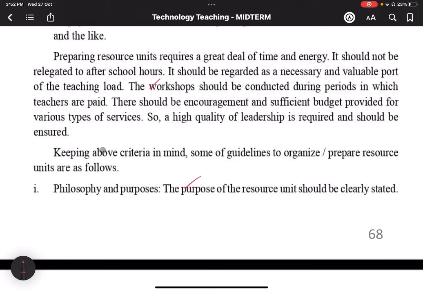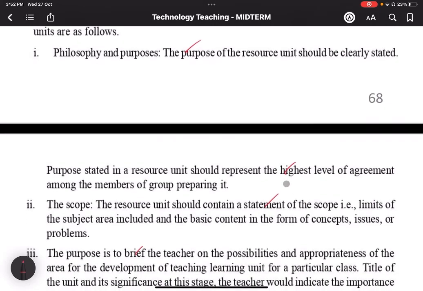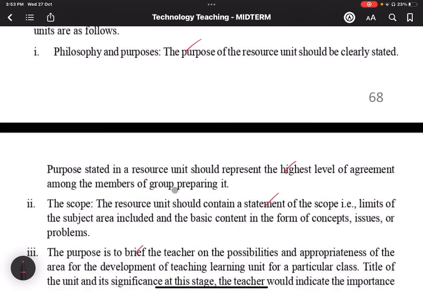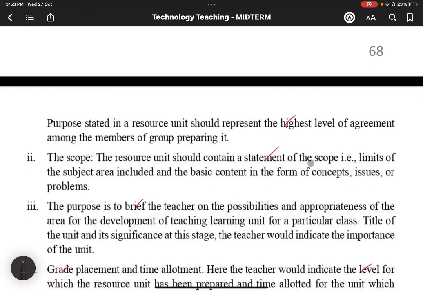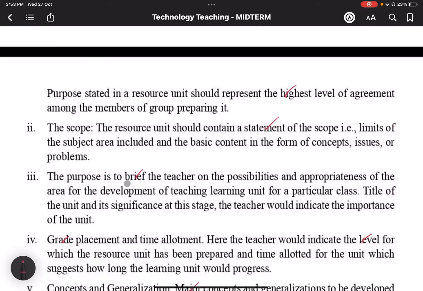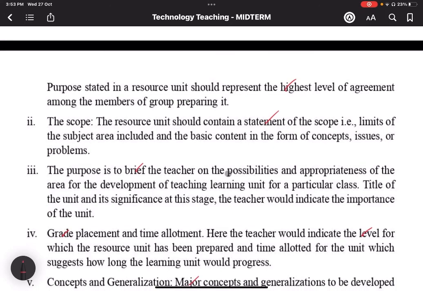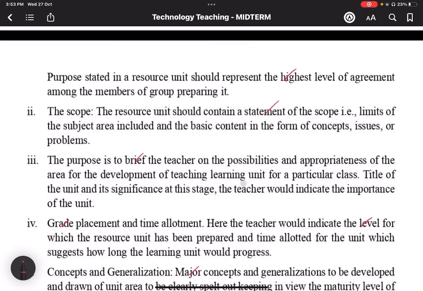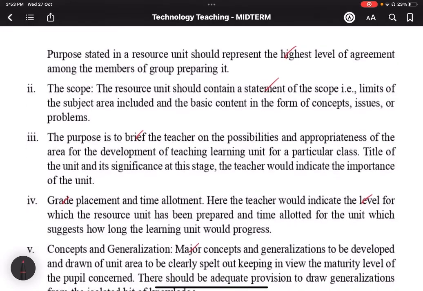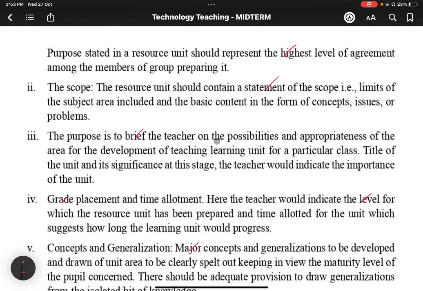Philosophy and purposes: the purpose of the resource unit should be clearly stated. The highest level of agreement among members of the group must be reached. Scope: the resource unit should contain a statement of the scope. Ano yung scope ng kanyang topic, no? The purpose is to brief the teacher on the possibilities and appropriateness of the area for the development of a teaching-learning unit for a particular class. Okay? Para ma-prepare yung teacher, no?